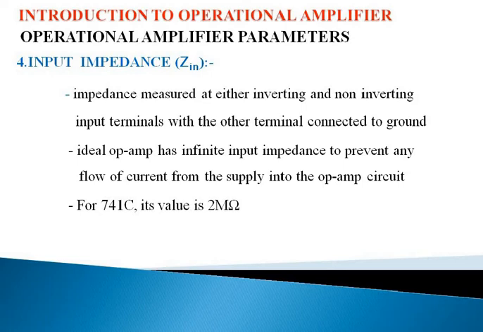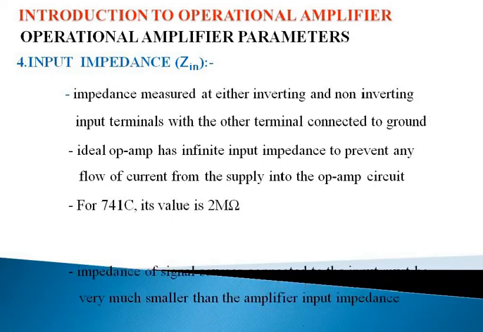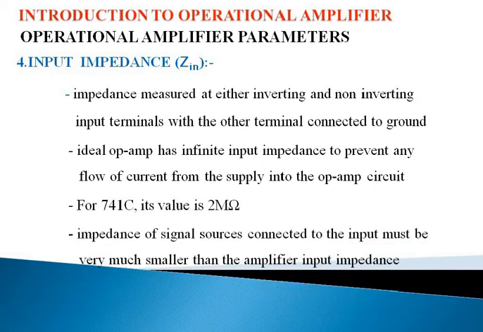But in practical case, it is not an infinite value. See here for 741, its value is 2 mega ohm. Hence there will be some small values for IB1 and IB2 for practical case. Impedance of signal sources connected to the input must be very much smaller than the amplifier input impedance.